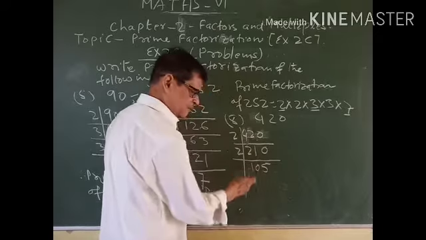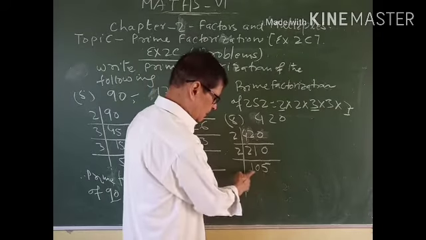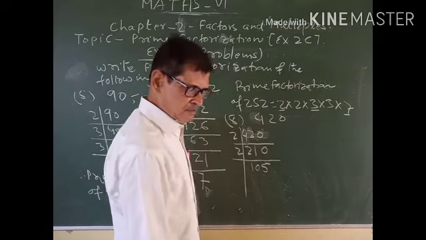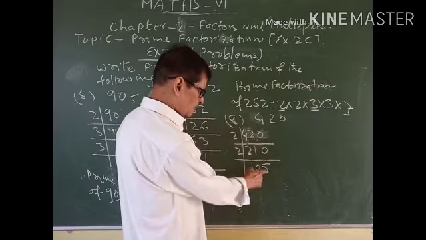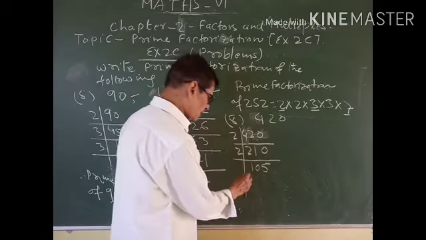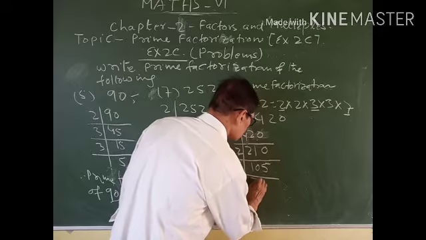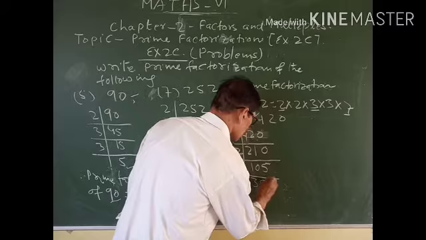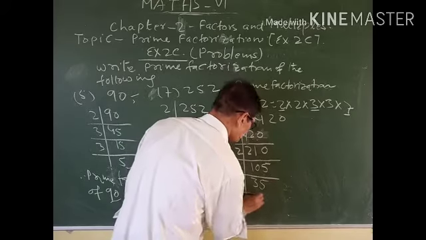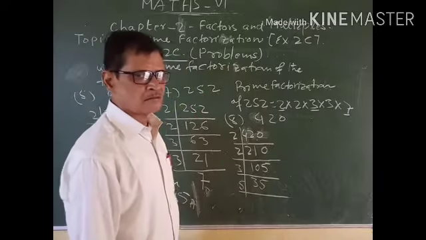Is it divisible by 3 or not? Add the digits 1 and 5. 6 is divisible by 3. Therefore, 105 is also divisible by 3. 3 3s are 9, 1, 3 5s are 35. This will be divisible by 35.